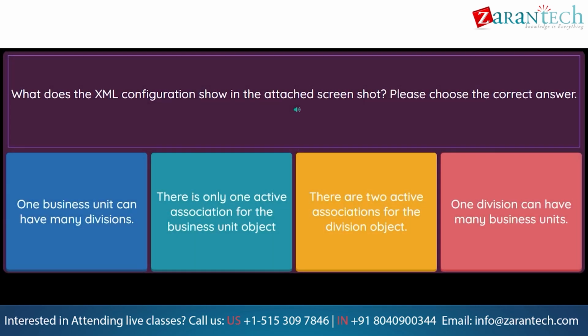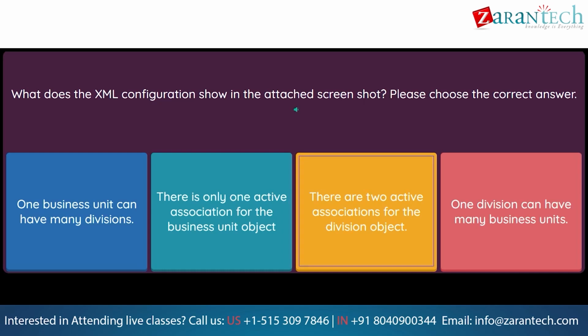Question: What does the XML configuration show in the attached screenshot? Please choose the correct answer. Option 1: one business unit can have many divisions. Option 2: there is only one active association for the business unit object. Option 3: there are 2 active associations for the division object. Option 4: one division can have many business units.